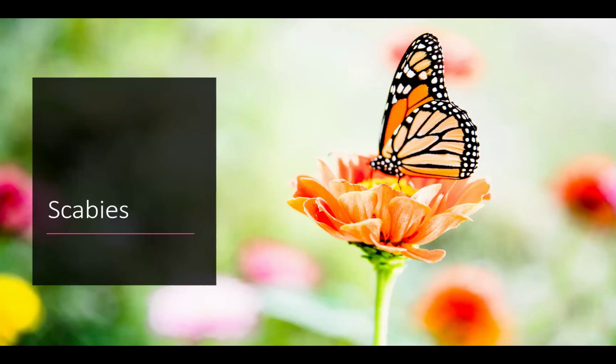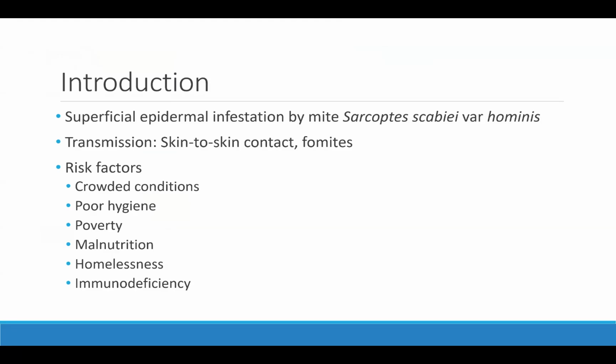What is scabies? Scabies is a superficial epidermal infestation by the mite Sarcoptes scabiei var. hominis. Transmission is through skin-to-skin contact and fomites. The following are the risk factors for scabies: crowded conditions, poor hygiene, poverty, malnutrition, homelessness, as well as immunodeficiency.